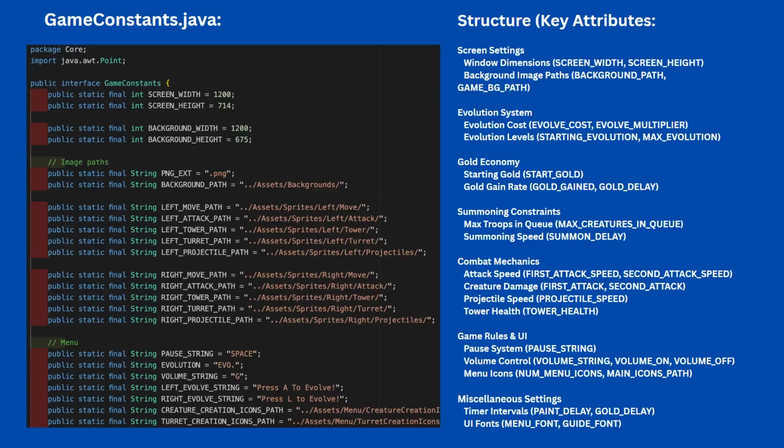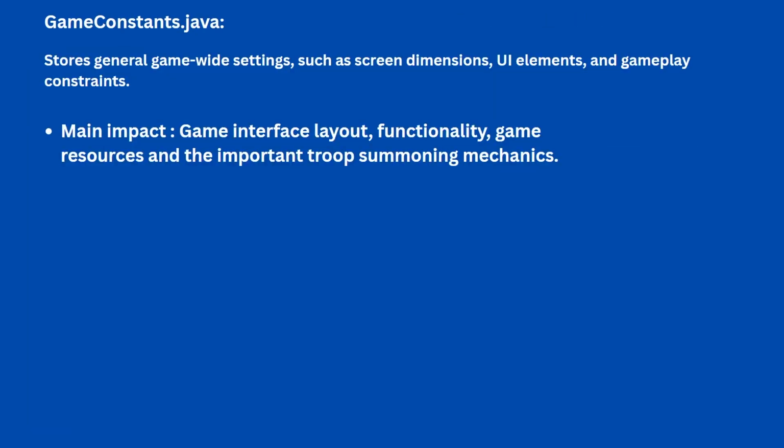As some key attributes of it, the screen setting will define window size, while the evolution system will control unit direction. Next, gold economy will regulate resource flow, and summoning constraint will limit the troop development in the game. The impacts of the game constants are to define the game interface layout and functionality, regulate gold economy and evolution costs to balance the resistance during the game. It controls troop summoning mechanic via clear limitation.